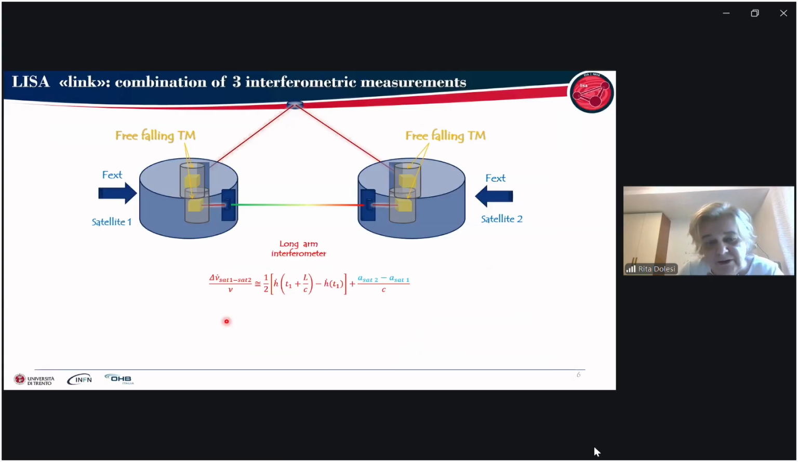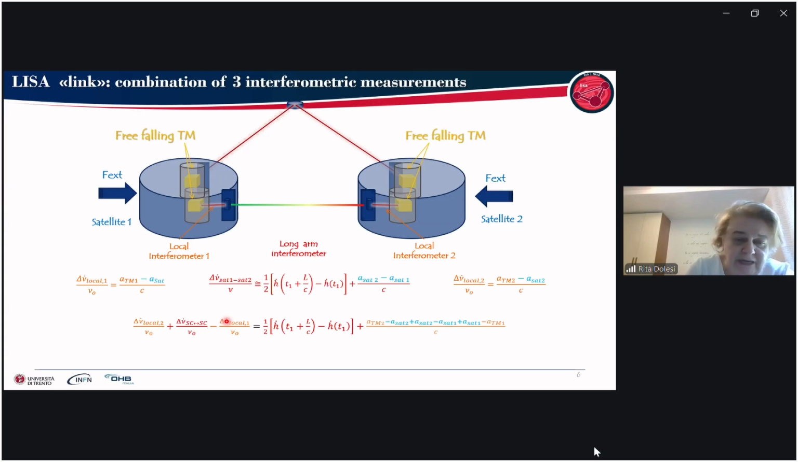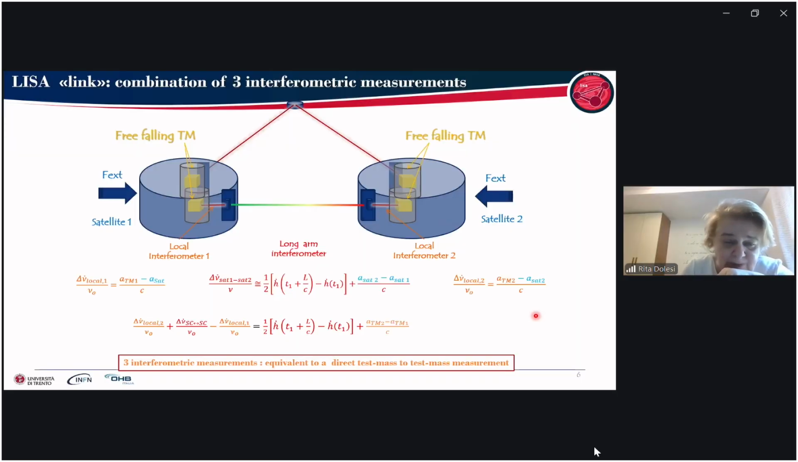So you have the long arm interferometer that brings the measurement of the strain of the gravitational wave, but also the disturbance due to the stray acceleration of the spacecraft. But with the two local interferometers that are measuring the relative acceleration between the test mass and the satellites, you can combine these signals to subtract the acceleration of the satellites. And you suppress these stray effects to the level of the differential stray acceleration between the two test masses. In this way, you are making an equivalent direct test-mass-to-test-mass measurement.